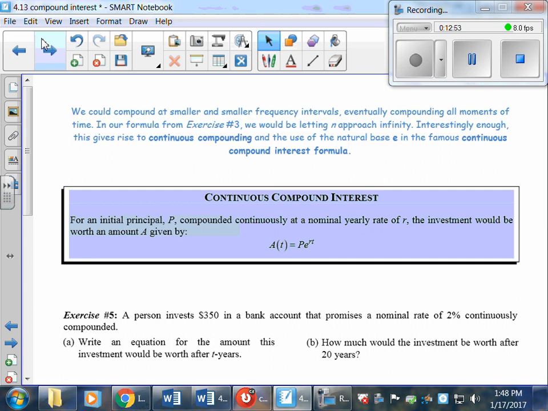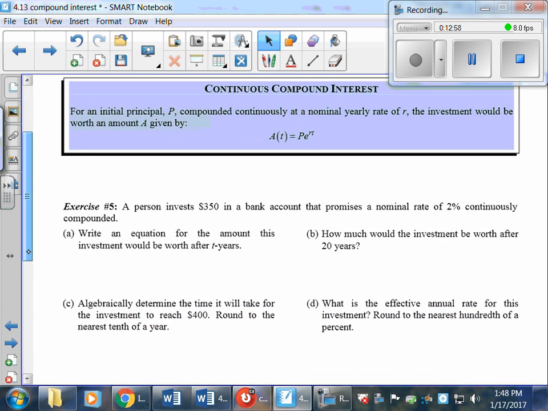All right, so let's take a look at how to apply that in exercise 5. A person invests $350 in a bank account that promises a nominal rate of 2% continuously compounded, and that is what you're looking for. The nominal rate and then continuously compounded. As soon as you hear that, you know this is the formula we're going to be using. So it says write the equation for the amount this investment would be worth after t years. We'll use your formula, very simple.